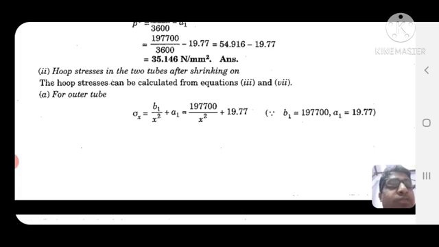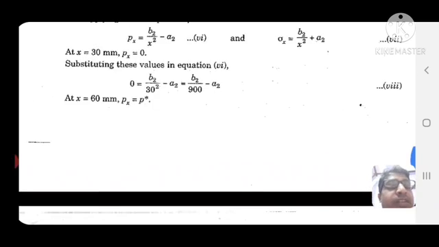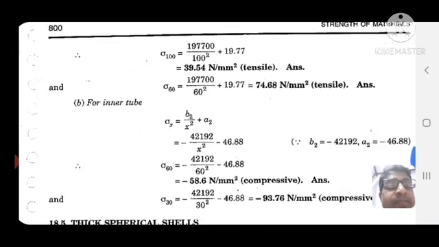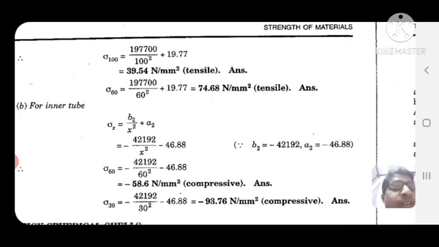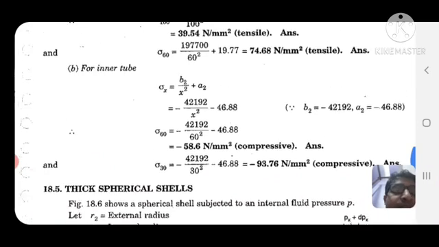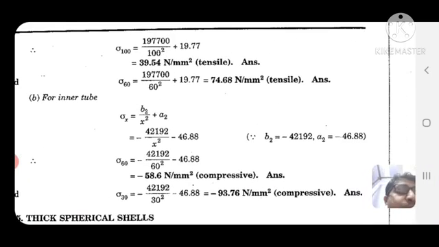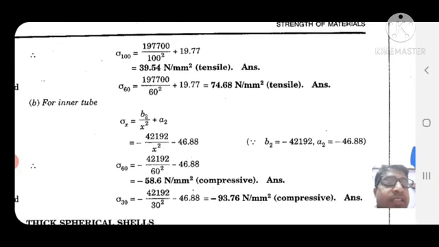Sigma x equal to 197700 by x square plus 19.77. So here sigma 60 equal to 74.68, and sigma 30 is minus 93.76 Newton per millimeter square. This is the compressive stress.